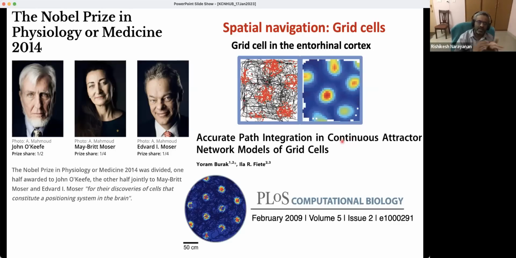And ever since these were discovered, there have been several models that have been used. One of the most successful classes of models used to explain this is the continuous attractor models for grid cells from Burak and Fiete. So they showed that you can have a certain kind of connectivity, and you will be able to replicate this kind of patterned activity present in these structures as a consequence of the connectivity and how they talk to each other, basically.